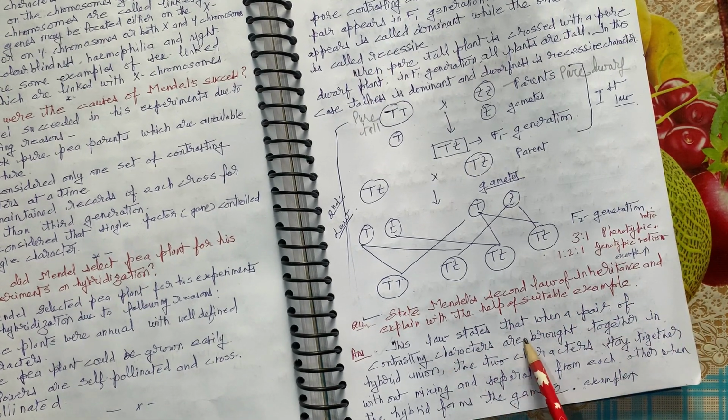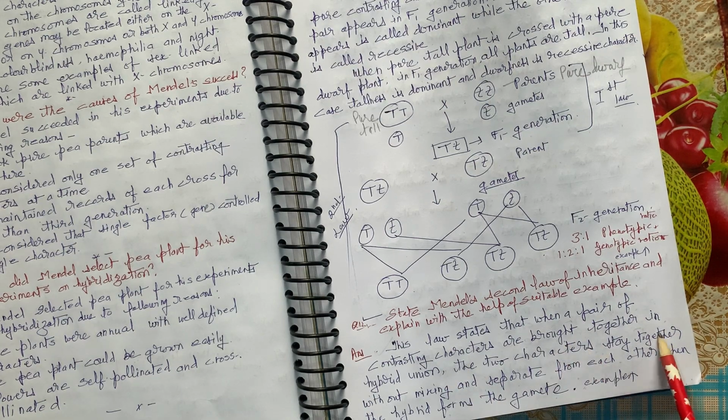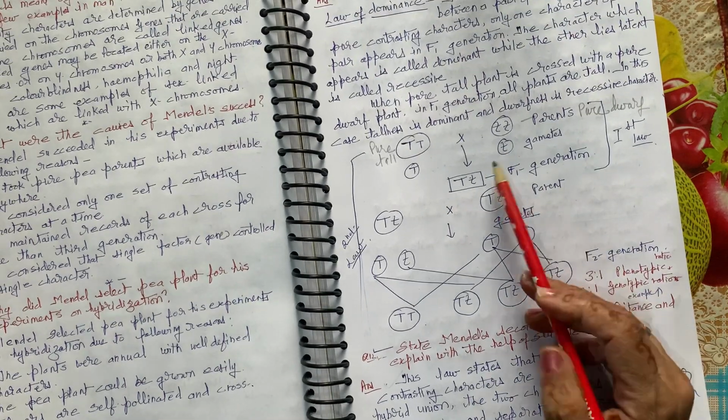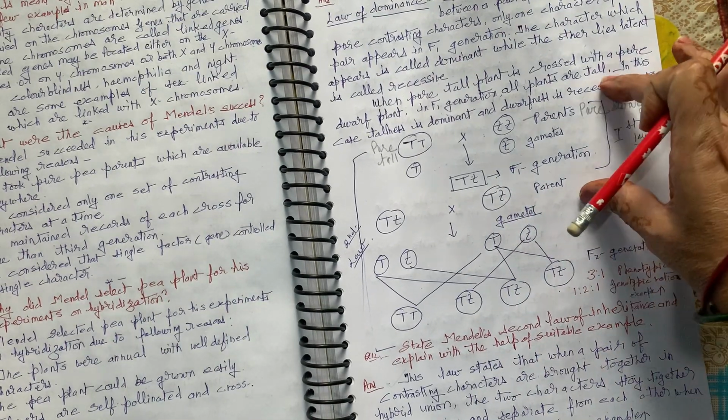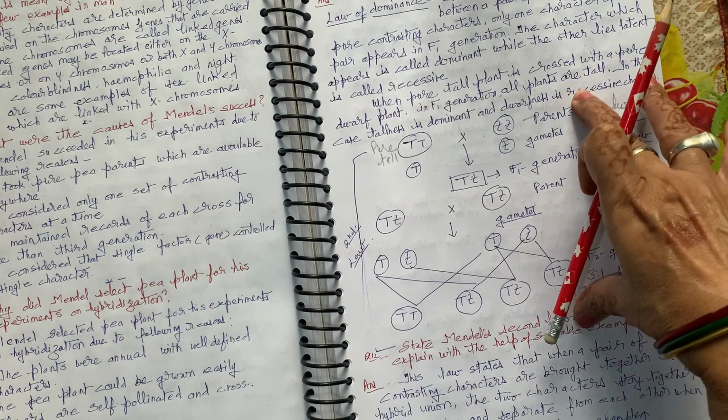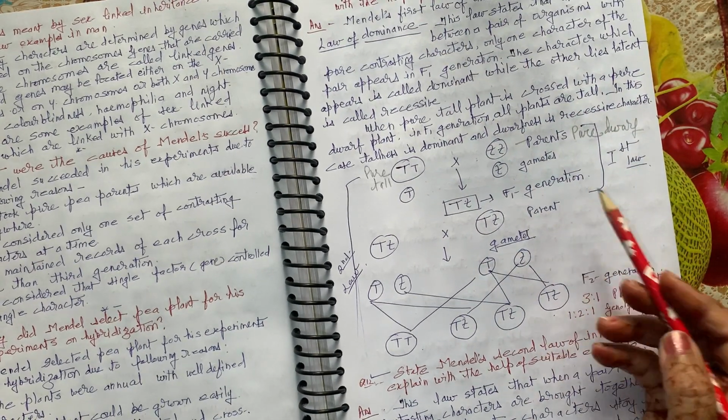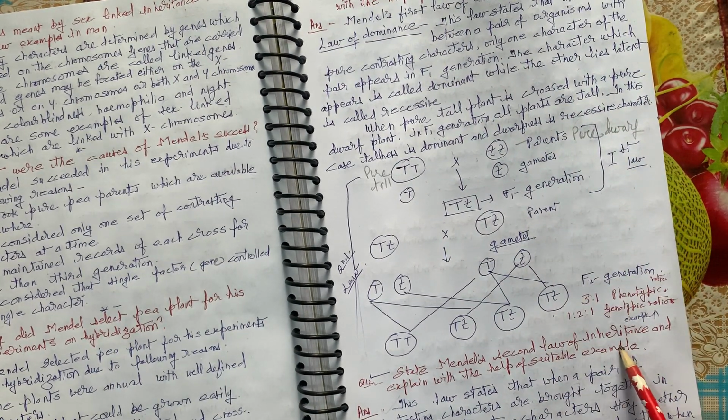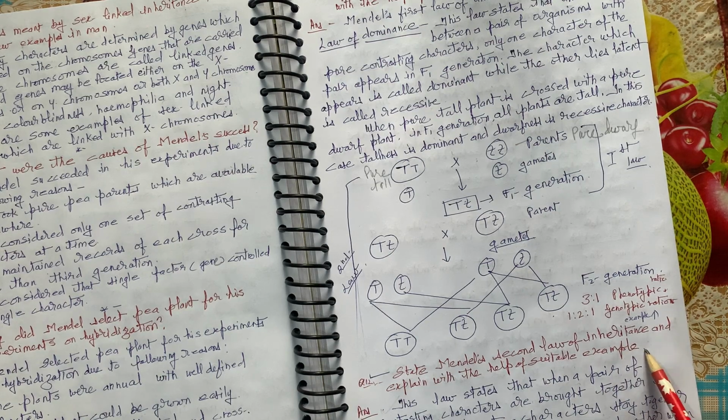Now state Mendel's second law of inheritance and explain with the help of suitable examples. Already I told you, this law states that when a pair of contrasting characters are brought together in the hybrid union, the two characters stay together without mixing and separate from each other when the hybrid forms the gametes. This example explains the law of dominance and the law of purity of gametes.